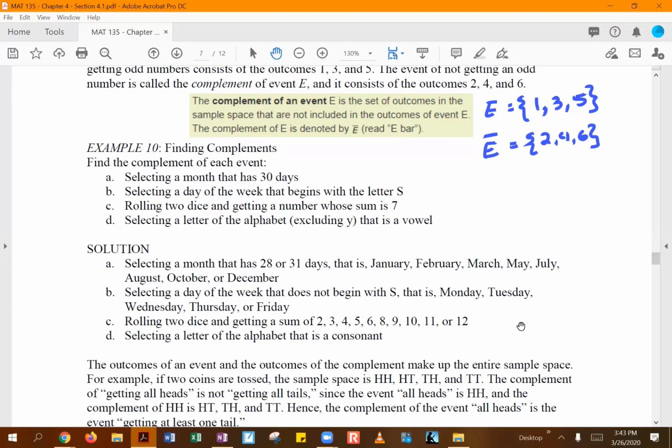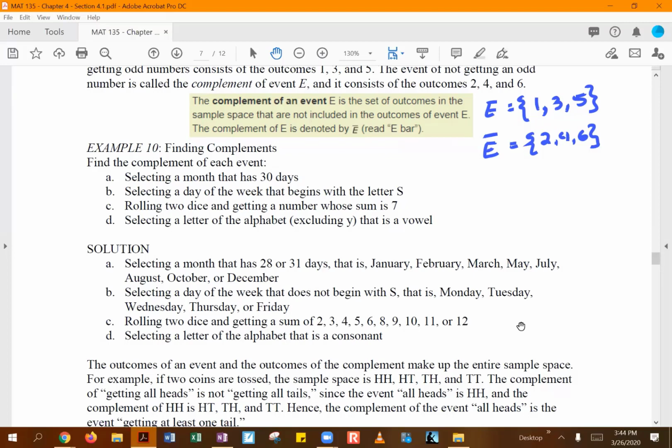Rolling 2 dice and getting a number whose sum is 7. So the idea is if you are rolling 2 dice and the sum is 7, the complement would be all the other sums. So you would include a sum of 2, 3, 4, 5, 6. You would skip 7 because 7 is the main event. 8, 9, 10, 11, or 12. So all of those sums would then form the complement.